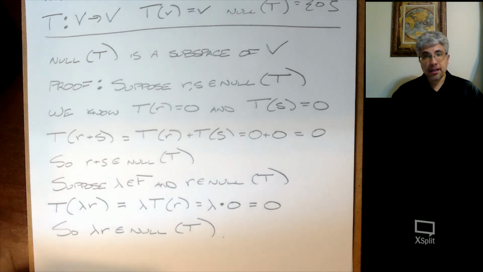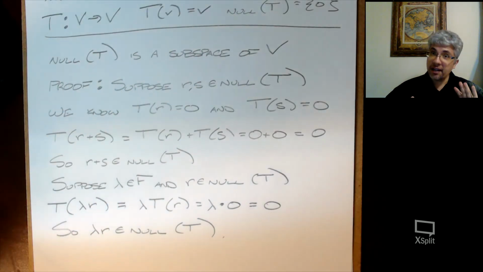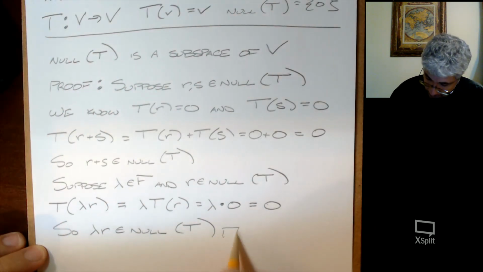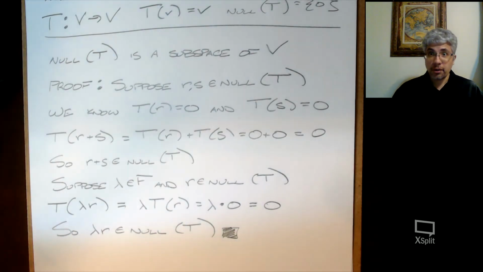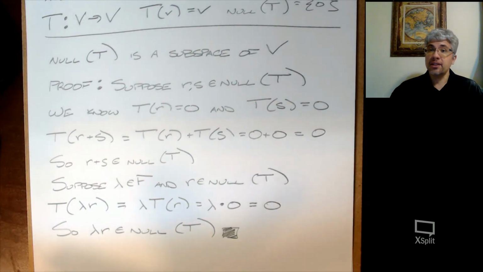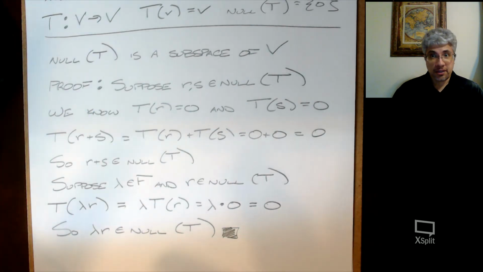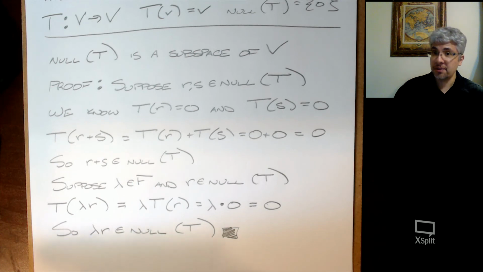So what have I done? I have proven that, yay, I'm done, I can celebrate. So I've shown now that the null space is a subspace. It is closed under addition and scalar multiplication. That means if you take two things in the null space and you add them, you're in the null space. If you take a scalar times something in the null space, you're still in the null space.